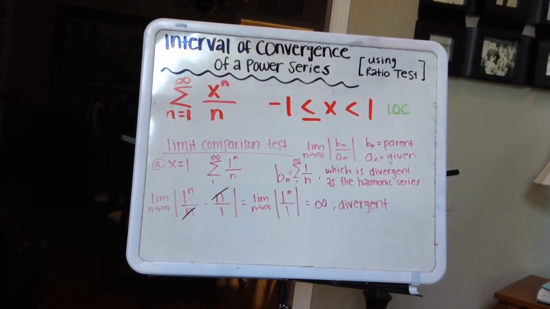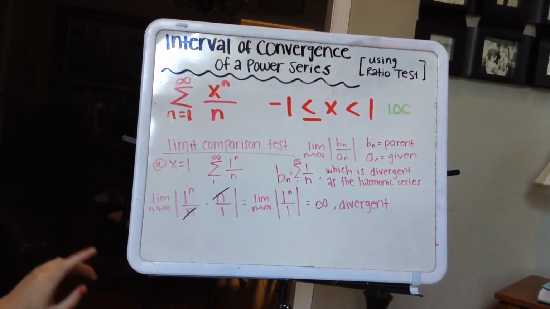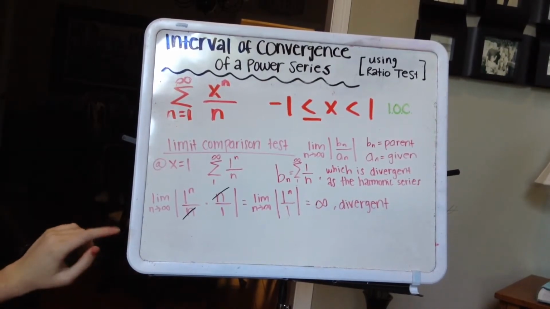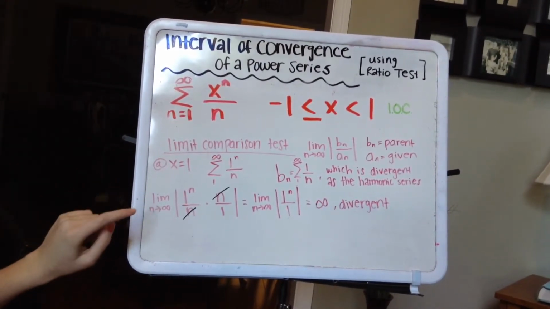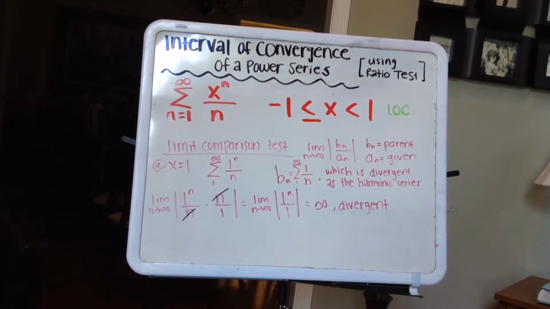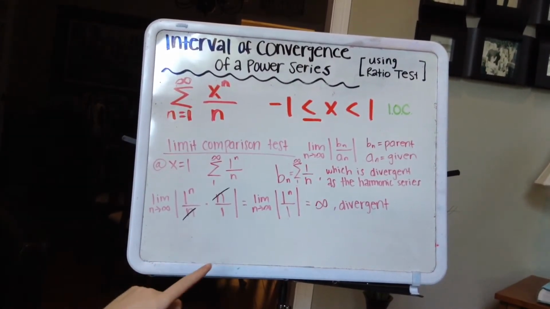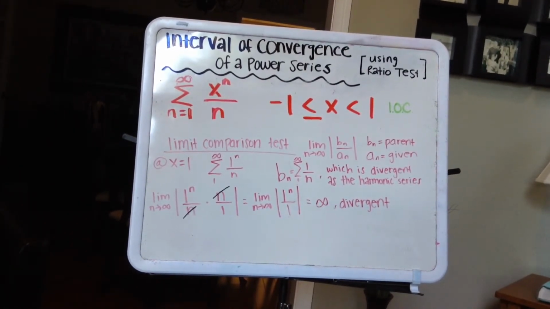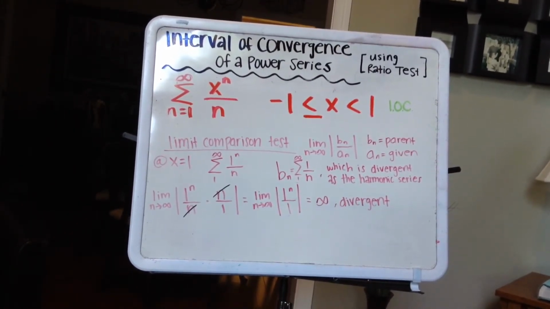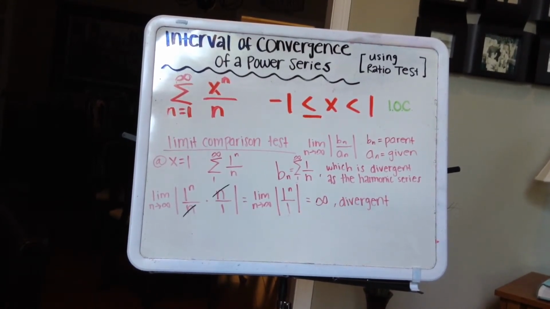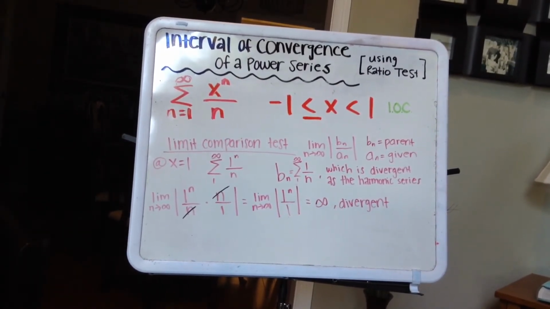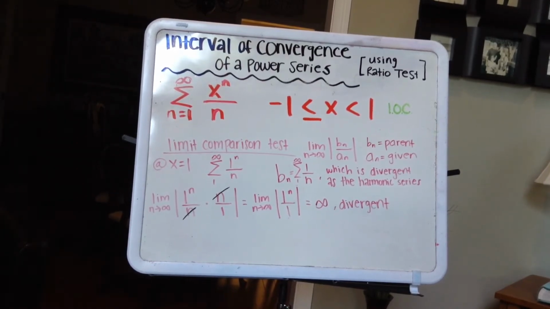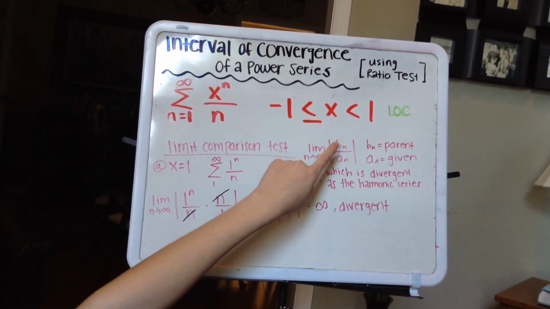Okay, so let's plug into our limit comparison test formula. So we get the limit as n approaches infinity of the absolute value of 1 to the n over n times n over 1. As you can see, the n's are going to cancel, leaving us with the limit as n approaches infinity of 1 to the n over 1, which is going to equal infinity. And since we know that b sub n is divergent, and the result of the limit comparison test was divergent, then we guaranteed know that a sub n is going to be divergent. Therefore, x equals 1 is not included on the interval, so this is going to stay open.